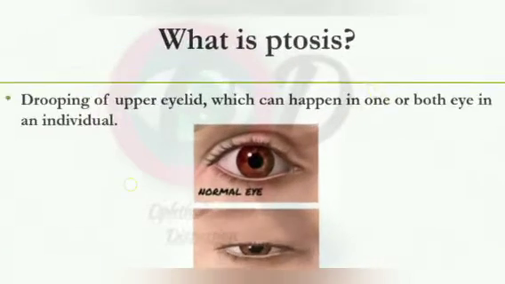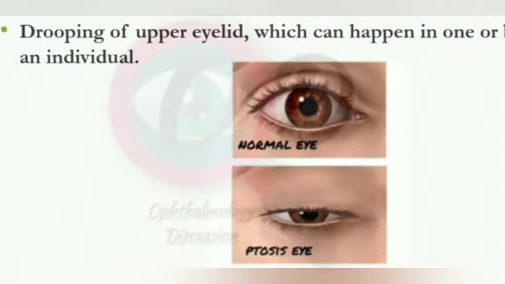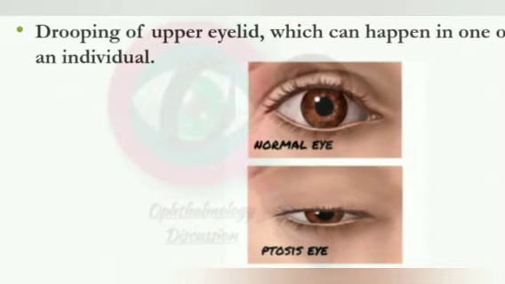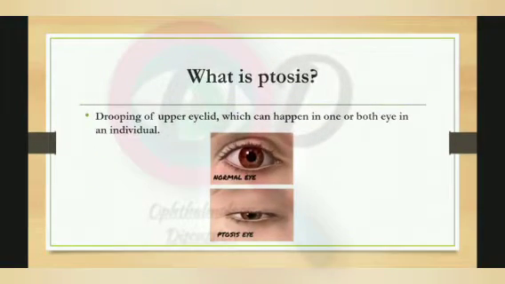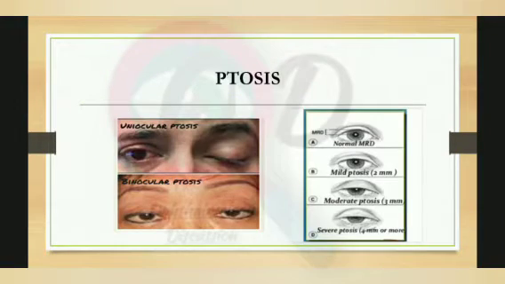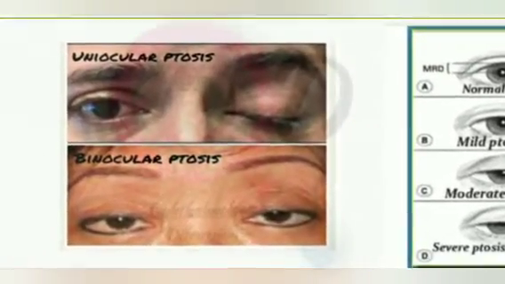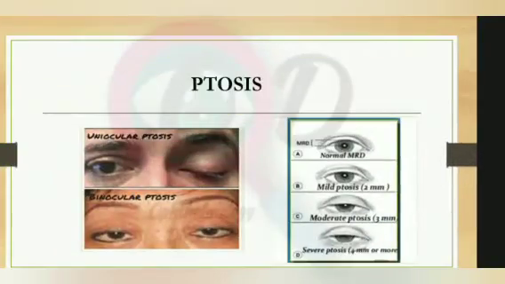As you can see in the image, the normal eye and the ptotic eye. The normal eye has no covering of the cornea, but the ptotic eye is covered by more than 2 mm by the upper eyelid. So this is ptosis. Now ptosis, as I have told you, can be uniocular as well as binocular. Uniocular means only one eye is affected, and binocular means both eyes are affected, as you can see in the image.